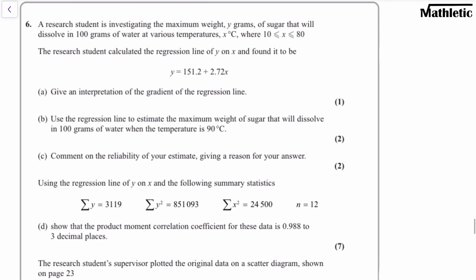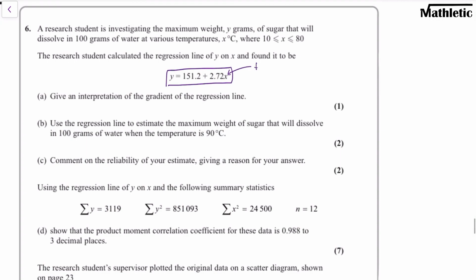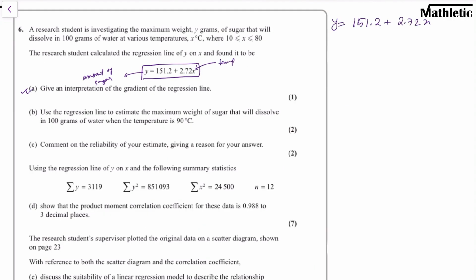Last one, number 6. We have the regression line equation where x represents the temperature and y is the amount of sugar. Okay, so for part A, give an interpretation of the gradient of the regression line. So in this equation, 151.2 is the amount of sugar that will dissolve even if you do not increase the temperature. But if you keep on increasing the temperature, obviously y will also increase.